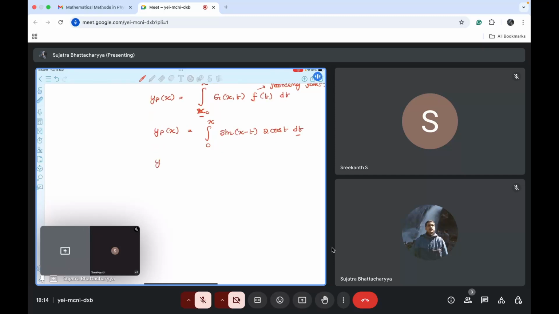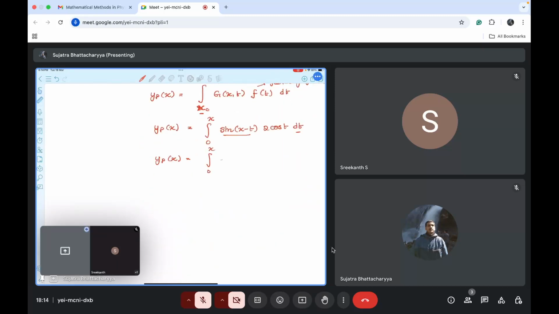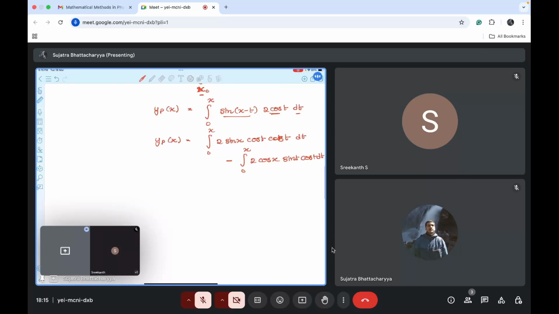Okay. So this is yp of x, and you have to now solve this integral. So how will you do it? Simple. Just open up this sin(x minus t) as we were getting here, right? So we will do that. So can we write this as integral of 2 sin x cos t, one cos t is also there, so it's cos t dt, minus the integral from 0 to x again, because it's an integral, you have 2 cos x sin t and cos t dt. Right? This should be the thing, because sin a minus b is sin a cos b minus cos a sin b. And this cos t into 2 was already there here.